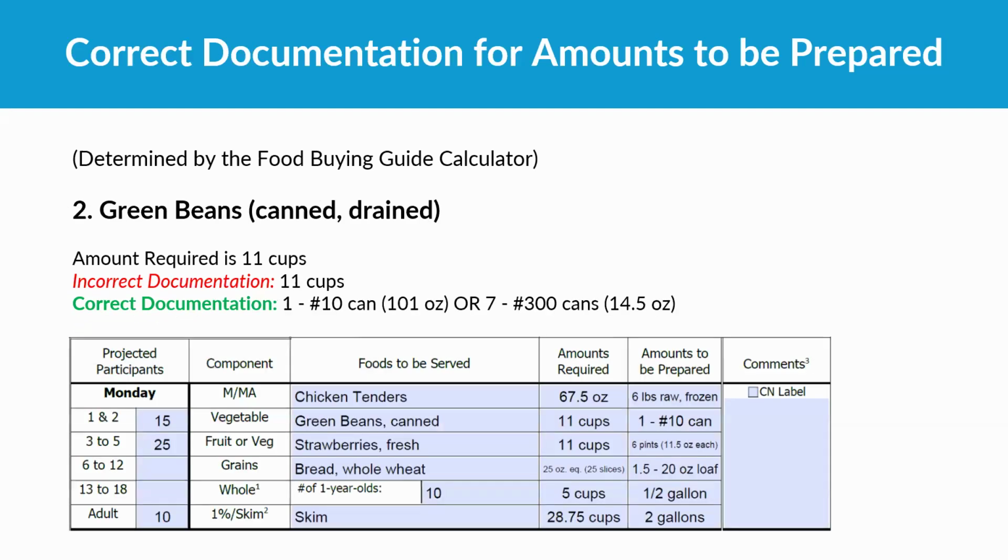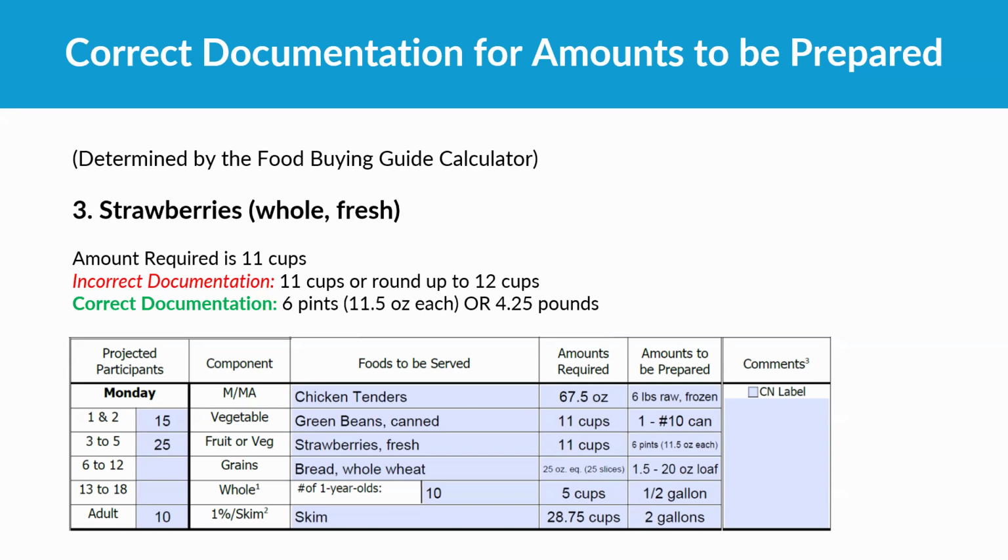So next, we have green beans. According to the example production record, we need 11 cups of green beans, and again, that's what the meal requirements calculator told us. The incorrect documentation for the amount to be prepared column would simply be 11 cups, or if you round it up, 12 cups. That's what we don't want to see. The correct documentation for 11 cups of green beans would be 1 number 10 can or 7 number 300 cans for canned green beans.